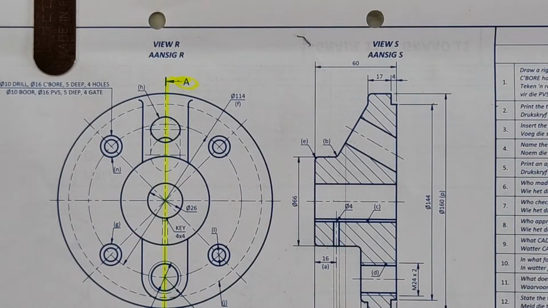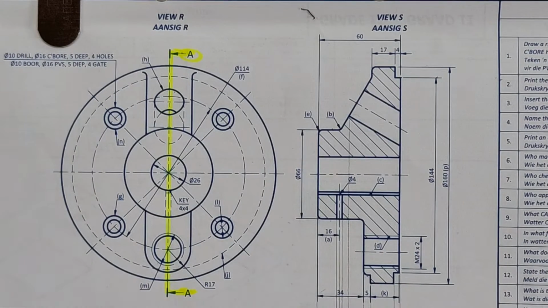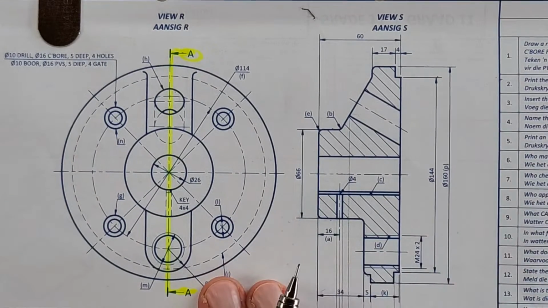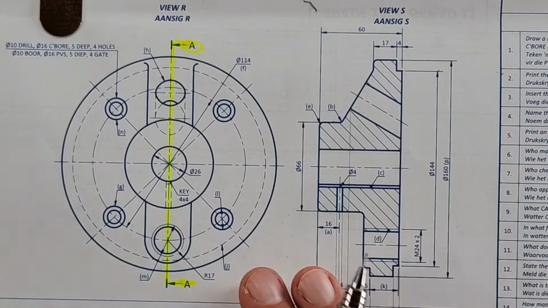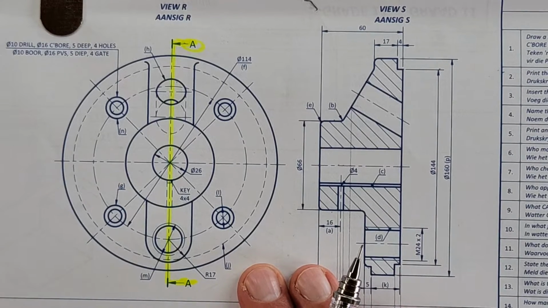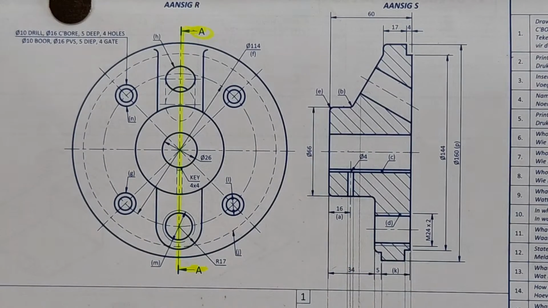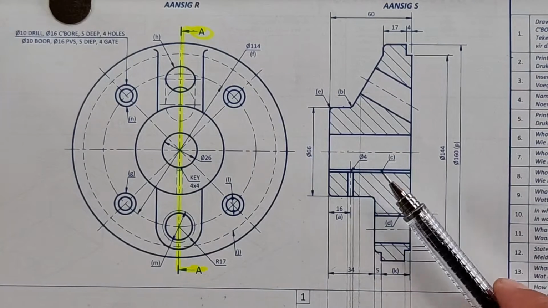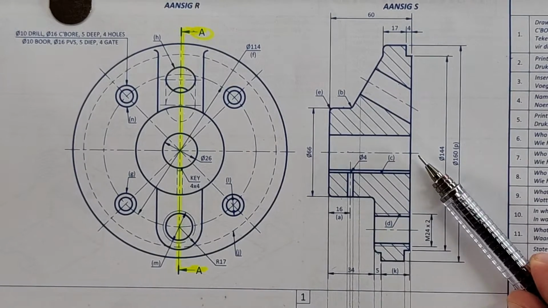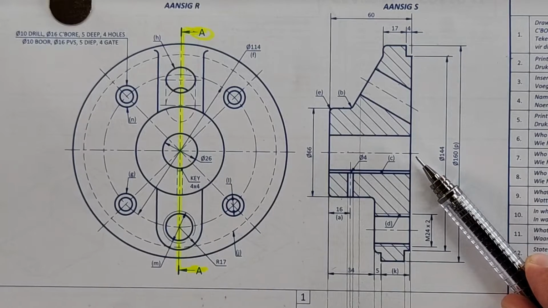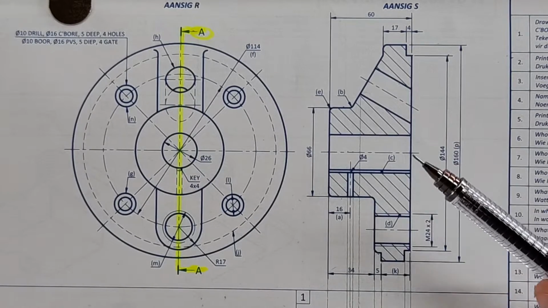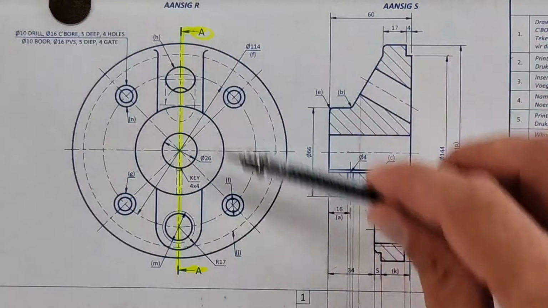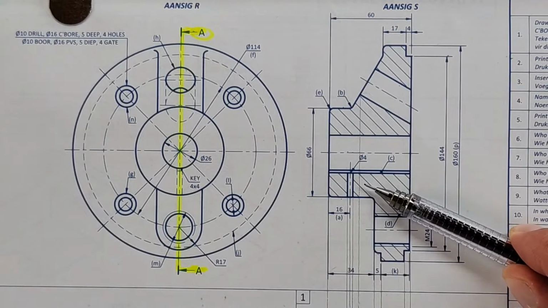Right, let's look at the next question. Name the projection system that's used, and of course it is third angle orthographic projection because it is mechanical. All right. Print an appropriate label for the given right view. So a label for this view would have been sectional right view on AA.